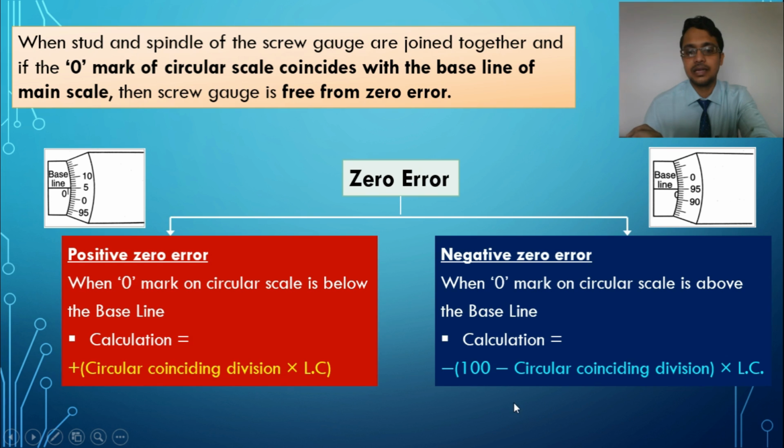Clear? So in this way you will get the negative zero error, and here you will get the positive zero error. These are the two cases. If your instrument is free from zero error, then fine, you will write this sentence only. If there is an error, then check whether it is positive or negative. If it is positive error, then write the circular coinciding division and calculate the positive error. If there is negative error, then write the circular coinciding division and calculate the negative error in centimeter. If the question says to calculate in millimeter, then find everything in millimeter. Clear? So this is the theoretical part.